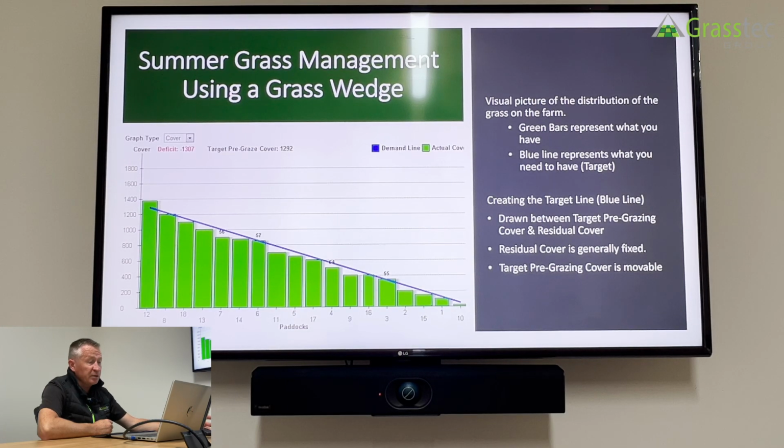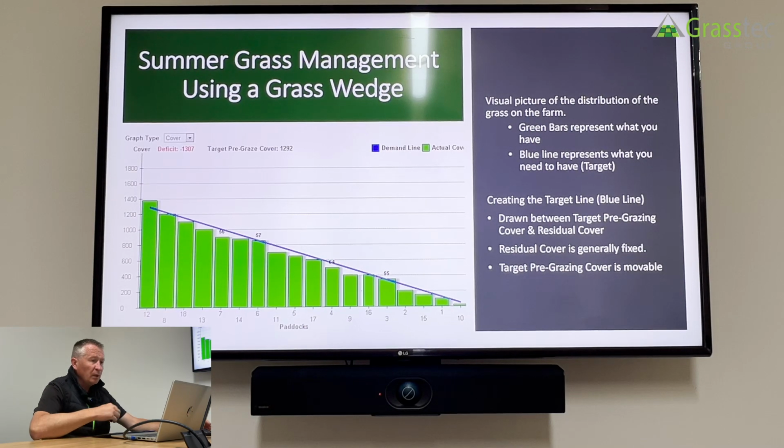So in the example on the screen, again, you can see the target at the top end is just under 1,400. It's actually 1,292 in this example. And in the bottom end, then it's around probably 50 of a residual. So it means that the paddock has been grazed very, very well. Okay. So again, generally that residual cover is fixed through the year. We want the cows grazing well and leaving very little cover in the paddock after grazing. Anywhere between 0 and 50, maybe 60, 70 is fine. But then the target pre-grazing cover at the top end of the scale is movable. Okay, and that's what you're in control of.